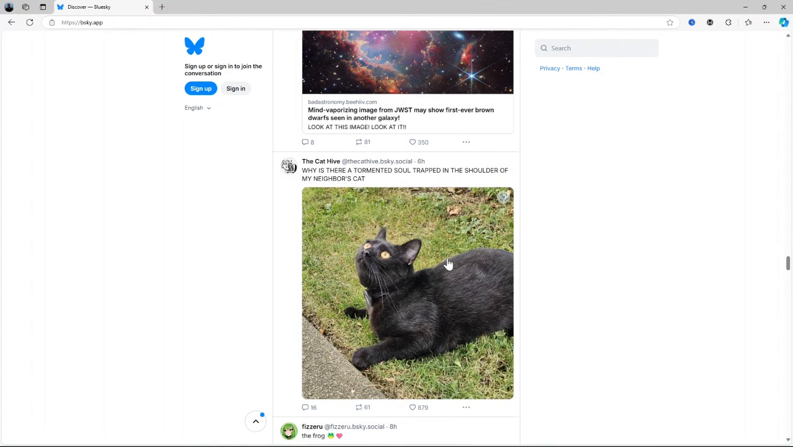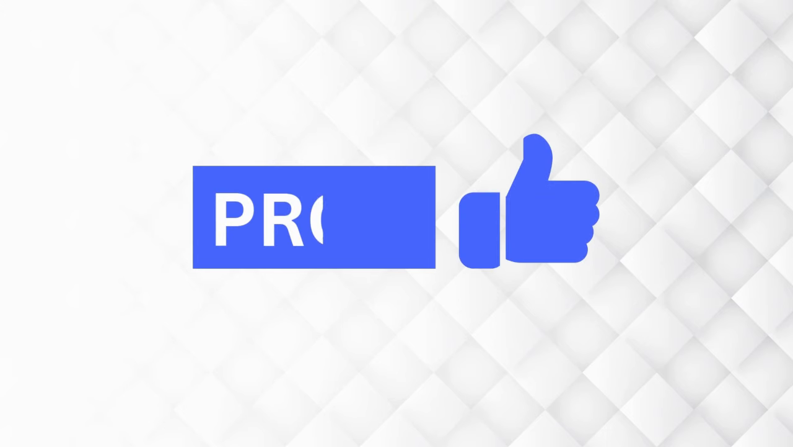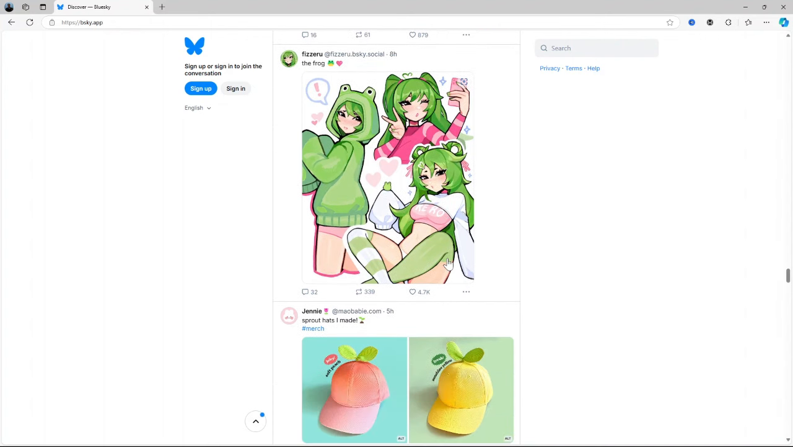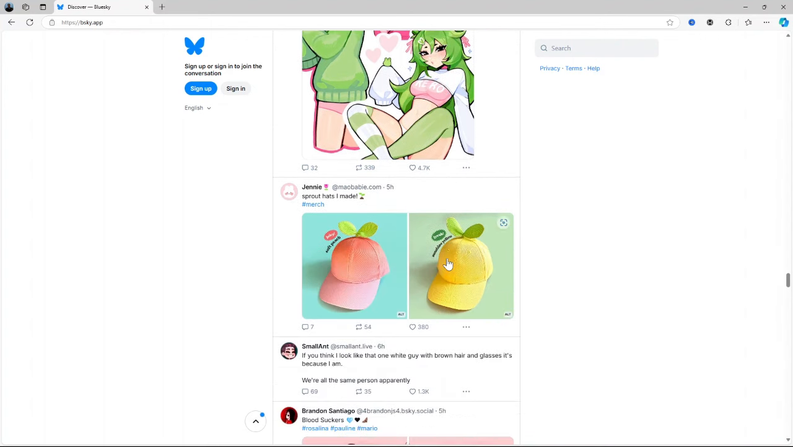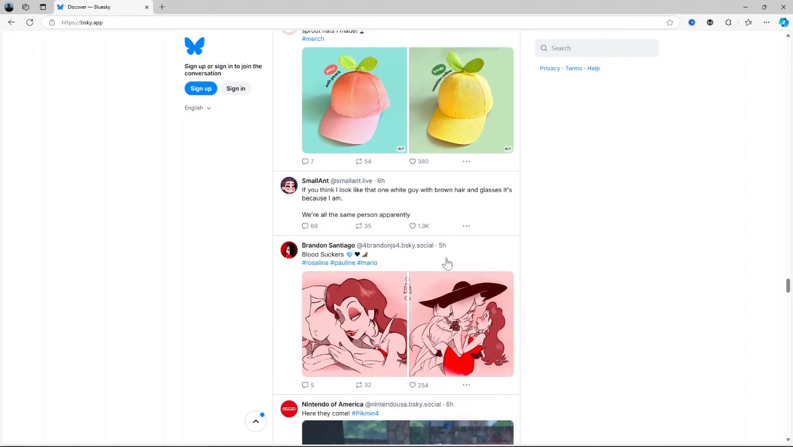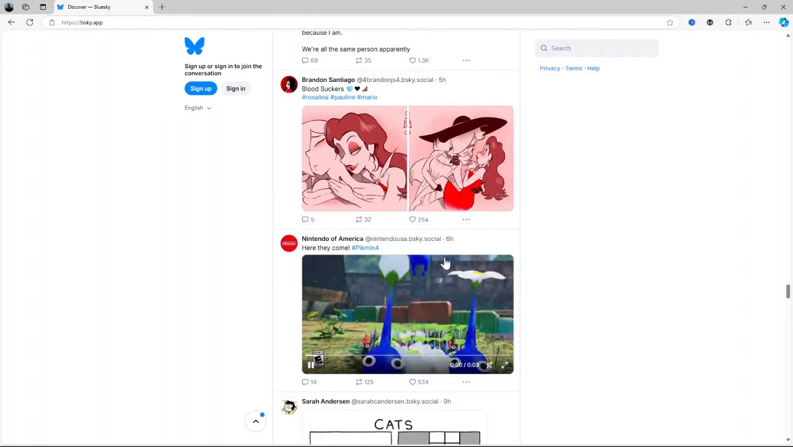What are the pros and cons of using Bluesky Social? Let's break it down. First, the pros. Decentralized and open sourced. Like I said earlier, you're not locked into a corporate structure that controls what you see. User data control. You're in control of your own data. No more feeling like your personal information is being sold without your consent.